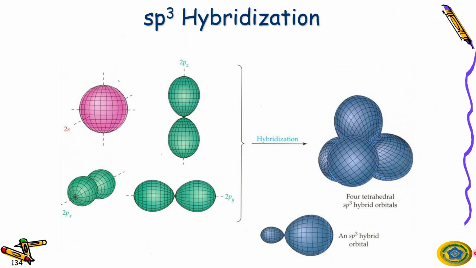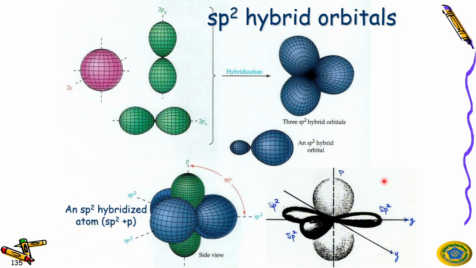I hope you still remember, according to the Schrödinger equation, this is the shape of the sp3 hybridization. It was like this: 2s, 2p, and hybridization looks like it becomes sp3 hybrid orbitals. If you have 4, it becomes tetrahedral sp3 hybrid orbitals. So you have 1, 2, 3, 4 here. And then how about sp2?